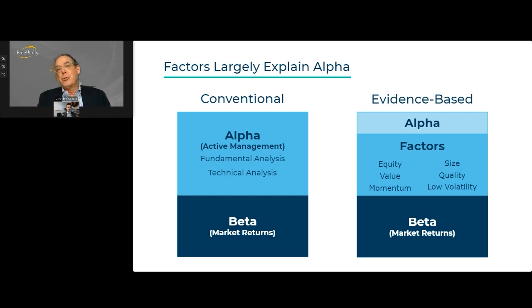We now know through evidence and academic research that a lot of what we previously thought was alpha that is earned by managers, including managers like Warren Buffett, can be explained by exposure to factors, the factors which we went through. So the alpha slice of returns is a lot smaller, and the factors can explain a lot of what we had previously thought of as alpha.